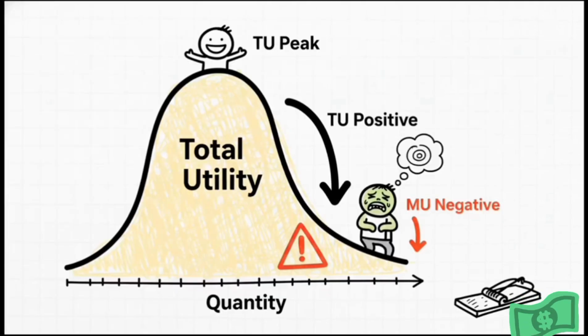Okay, dhyan do. This is a very common CUET trap. Look at the 6th unit in the table. The MU is -2. Now, does that mean your total satisfaction is negative? No, absolutely not. It just means that eating that 6th unit actually made you feel worse. It reduced your total satisfaction from 24 down to 22. Your total utility is still a positive 22, but the additional utility was negative. Please remember this difference for your exams.